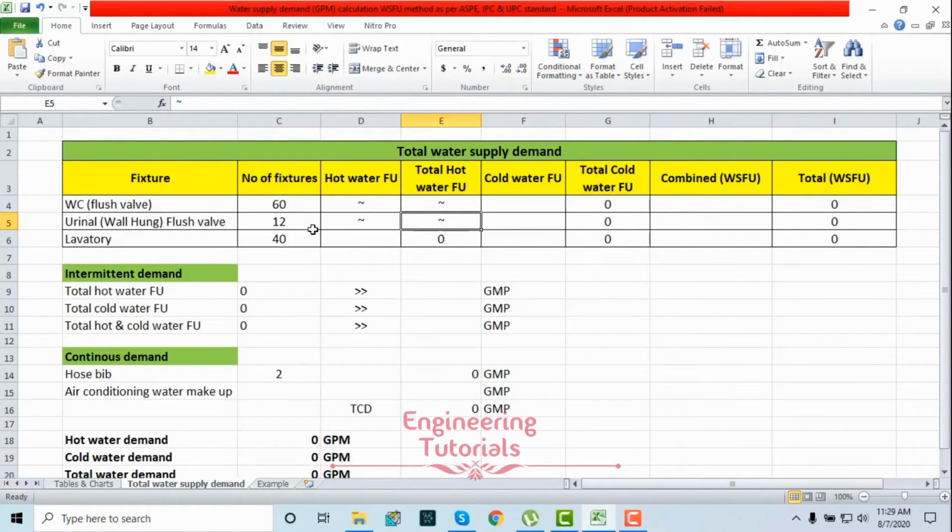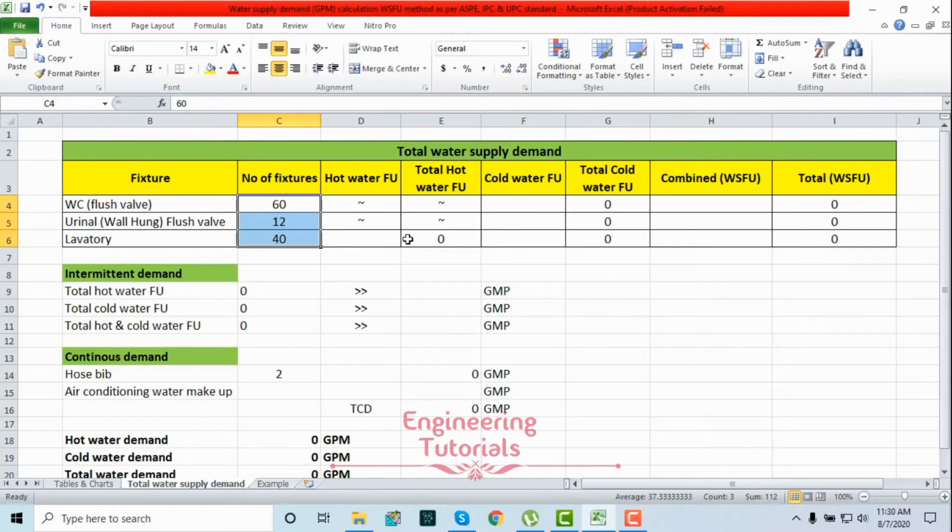So let's say we have an office building, and we have a number of fixtures described in here. Like water closet, we have flush type, and 60 water closets are in there. And urinals, we have a wall hung type, and a flush valve type is used in there. So 12 urinals, and lavatory we have 40. So it depends on the number of fixtures which you have in your drawing. You have to write the total number of fixtures in here.